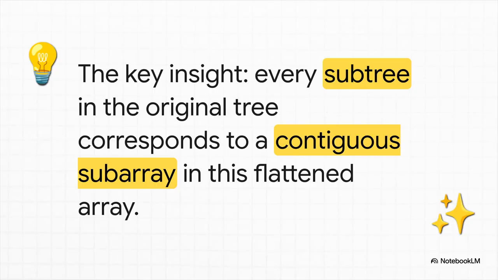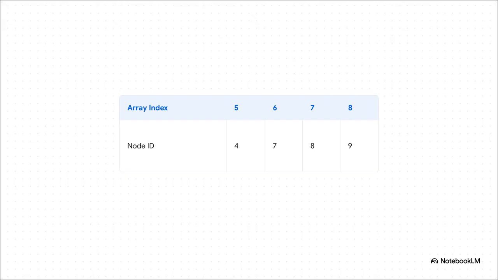And here it is. This is the big aha moment. This is why we do this. Every single subtree from our original tree, no matter how big or small, is now represented by a perfectly continuous, unbroken block of elements in our new array. This is huge. Just look at this example.